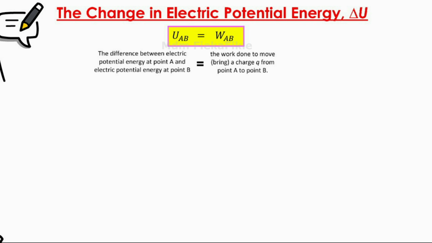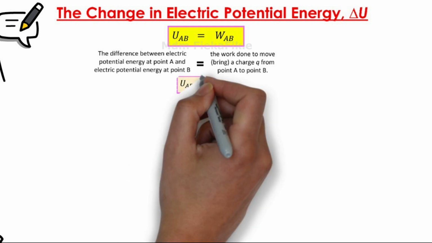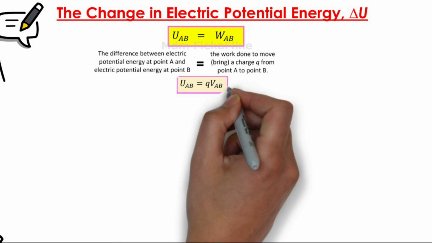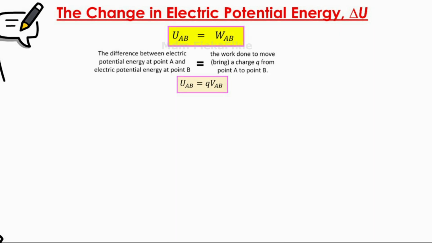And satu lagi equation UAB yang you perlu tahu, di mana we can calculate UAB by using equation Q times VAB. UAB adalah the change in electric potential energy delta U, ataupun UAB kita sebut juga sebagai the difference between electric potential energy at point A and point B. Kita juga boleh kira UAB menggunakan equation Q times VAB. Ingat lagi kan? VAB is the potential difference between point A and point B.